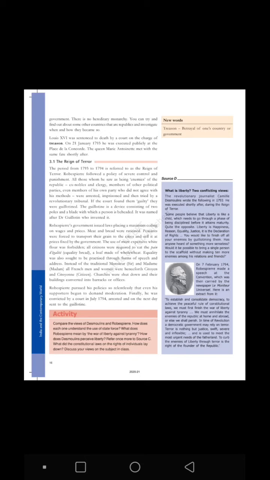On 7 February 1794, Robespierre made a speech at the convention, which was then carried by the newspaper Le Moniteur Universal. Here is an extract from it. To establish and consolidate democracy, to achieve the peaceful rule of constitutional laws, we must first finish the war of liberty against tyranny. We must annihilate the enemies of the republic at home and abroad, or else we shall perish.